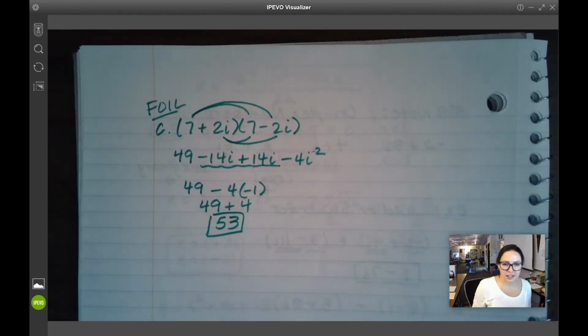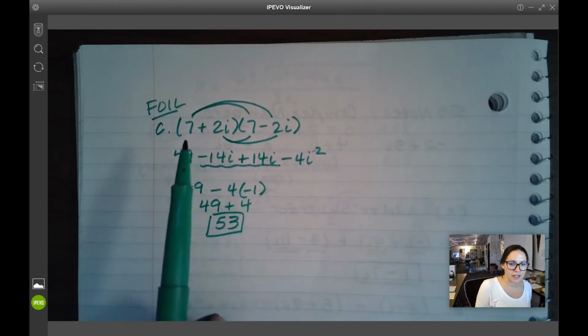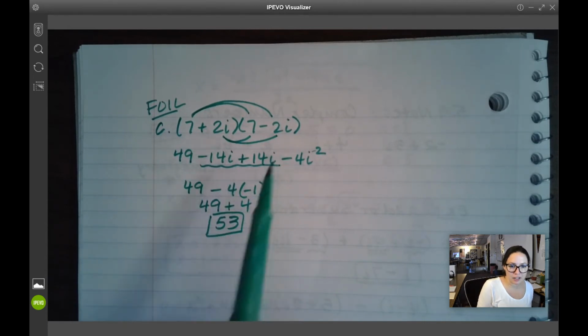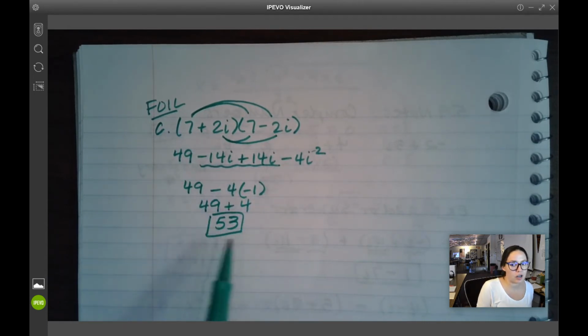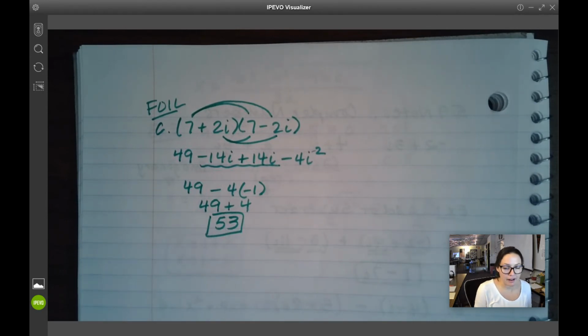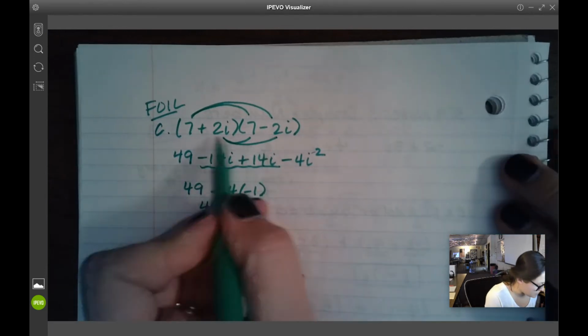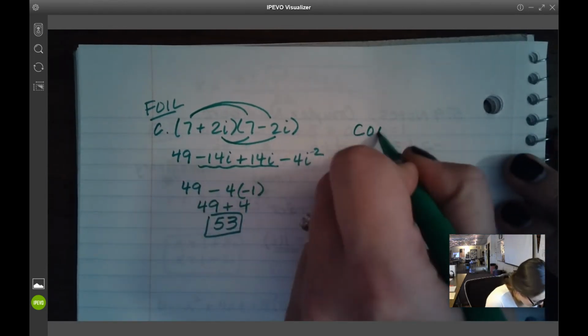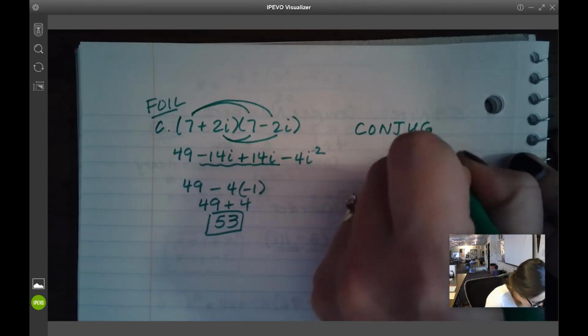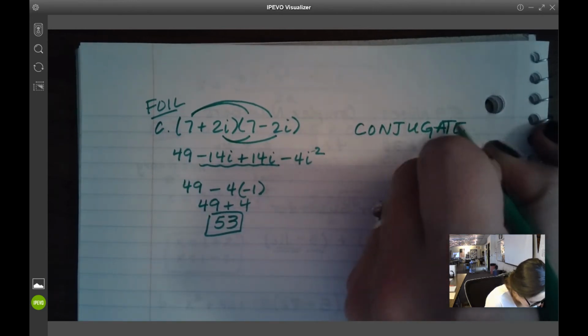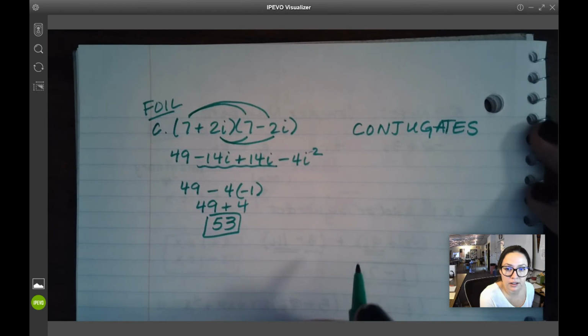Now, isn't that kind of odd that we multiplied two complex numbers together and we ended up with just a real number? Nothing imaginary about it. There's no i's left in this number. And that is because the two numbers we multiplied together have a special relationship. These are called conjugates. And this is another word that you will need to know.